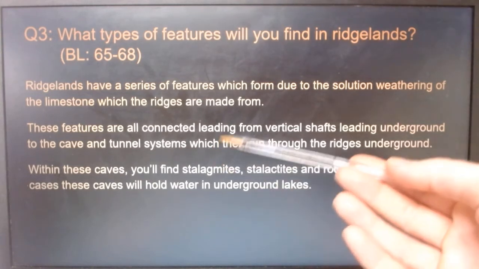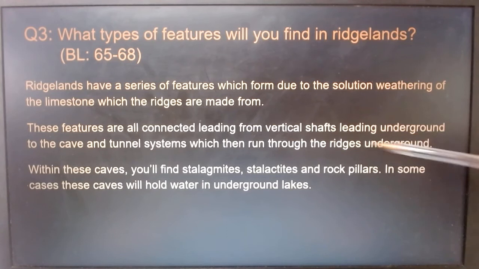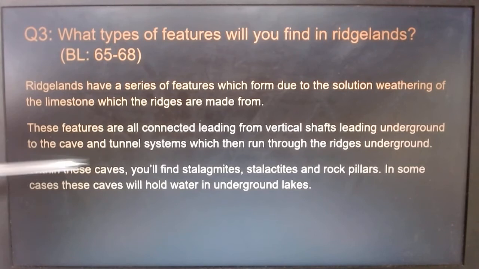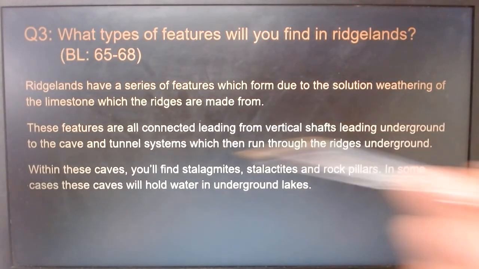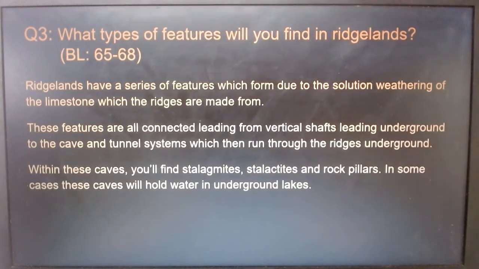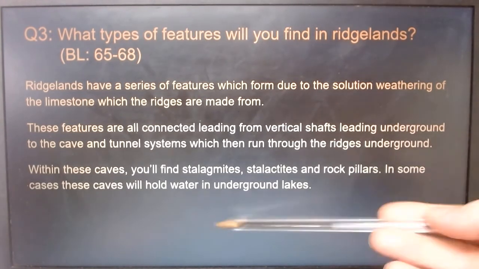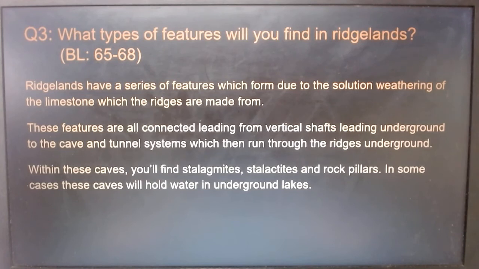These features are all connected, leading from vertical shafts leading underground. So we had our vertical shafts, which are like tunnels but vertical, okay? And that would have been the old swallow holes. That's where the solution weathering would have attacked first. These lead down to caves and tunnel systems. Okay, so these are the caves and tunnels you can walk through. And these are all inside the ridgeland. Within these caves you'll find stalagmites, stalactites and rock pillars. Again, we've looked at all of that before. In some cases these caves will hold water in underground lakes as well, so subterranean lakes, as we'll see in the next question. So again, these are the things you will find within ridgelands, okay?